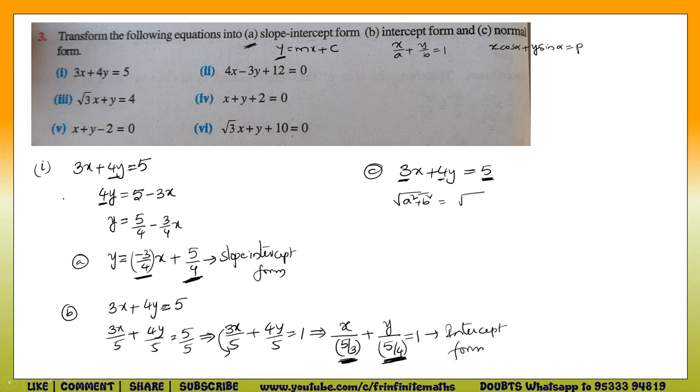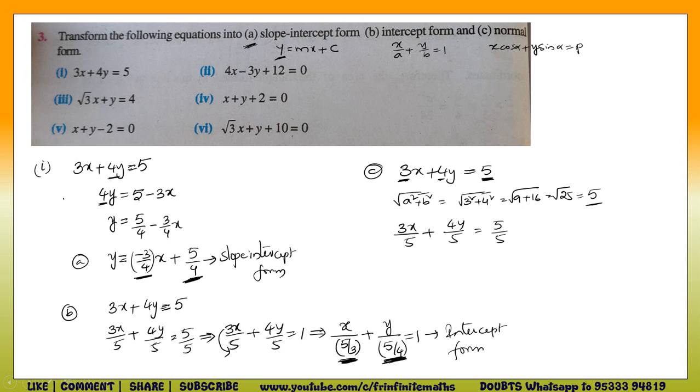So root a square plus b square is nothing but square root of 3 square plus 4 square. So this gives me 9 plus 16, which is nothing but square root of 25, which is equal to 5. Right? Now what I am going to do is divide with 5 on both sides. So this becomes 3x by 5 plus 4y by 5 is equal to 5 by 5.